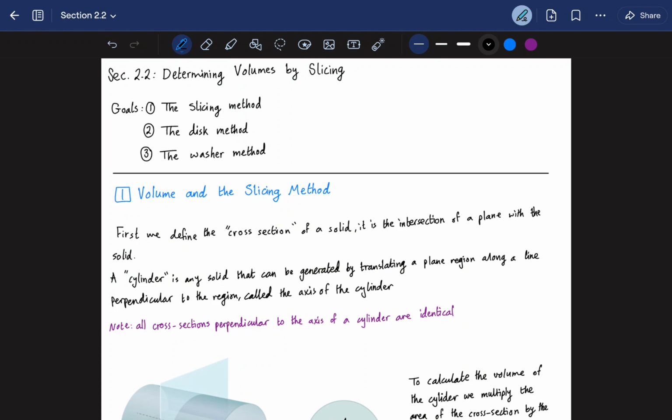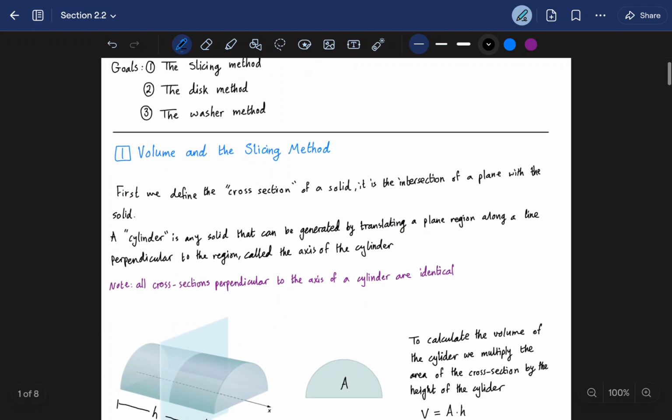Now, in general, we know that the volume is length times width times height for certain solids. And we know certain formulas for a sphere, a cone, and so on. But what if we have an unknown shape and I want to find the volume of that shape? The definite integral plays a huge role in calculating that volume. So let's see how we're going to calculate volumes.